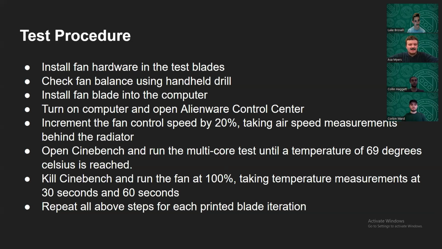Once that was done, the fan speed was incremented up by 20%, and airspeed measurements were taken behind the radiator at each increment. Once you reached 100, the fan blade was set back down, Cinebench was opened, and a multi-core test was run to increase the temperature to 69 degrees Celsius. Once reached there, Cinebench was killed, and the fans were run at 100%, and measurements were taken at 30 seconds and 60 seconds. And all of these steps were done for each printed blade iteration.